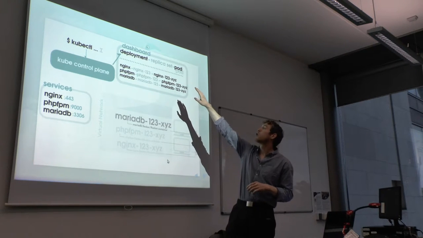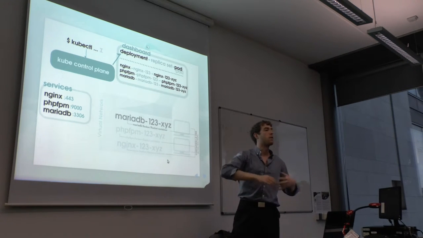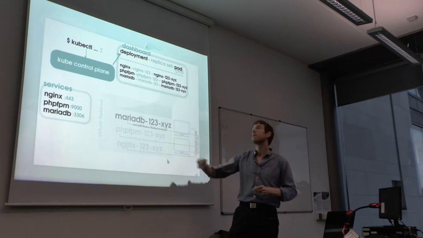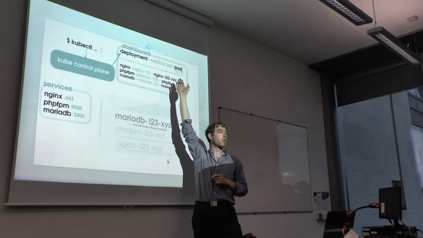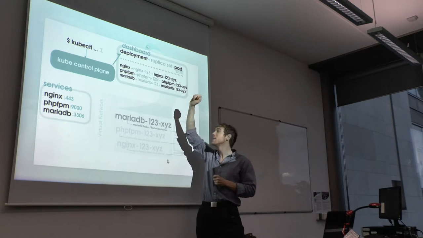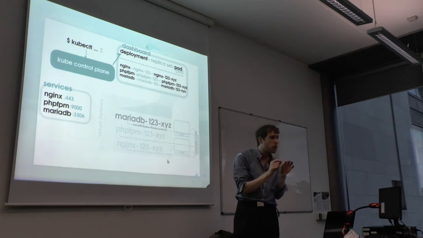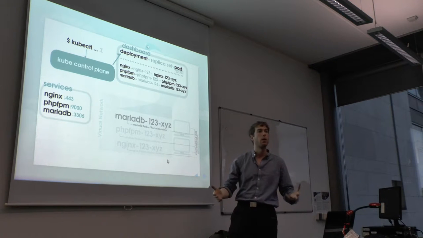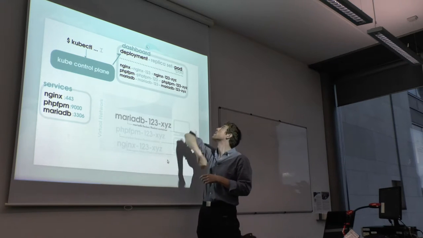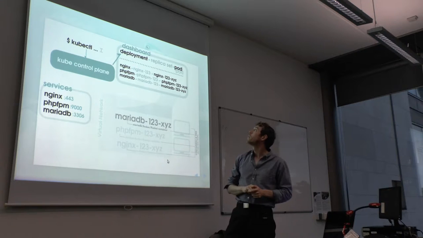Then you will also say maybe how many of them you want. For the sake of argument, we'll say one. That brings up a pod, and a pod is an actual concrete instance. Technically, a pod might be two containers that are very tightly linked, but in practice, normally it's one container, so roughly equivalent, conceptually.